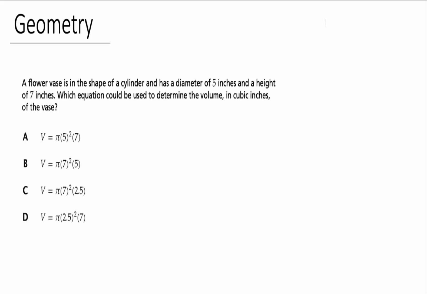So let's begin. Our first problem: we have a flower vase in the shape of a cylinder. Always remember, when it comes to geometry and finding volume, they will tell you the shape. So it's a flower vase in the shape of a cylinder, and it has a diameter of 5 inches and a height of 7 inches. Now in this problem, they don't want us to solve. Notice they said which equation could be used to determine the volume in cubic inches of the vase.